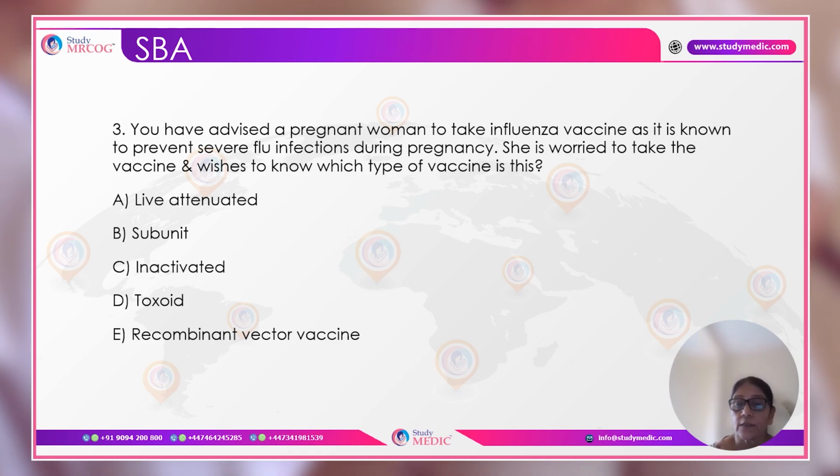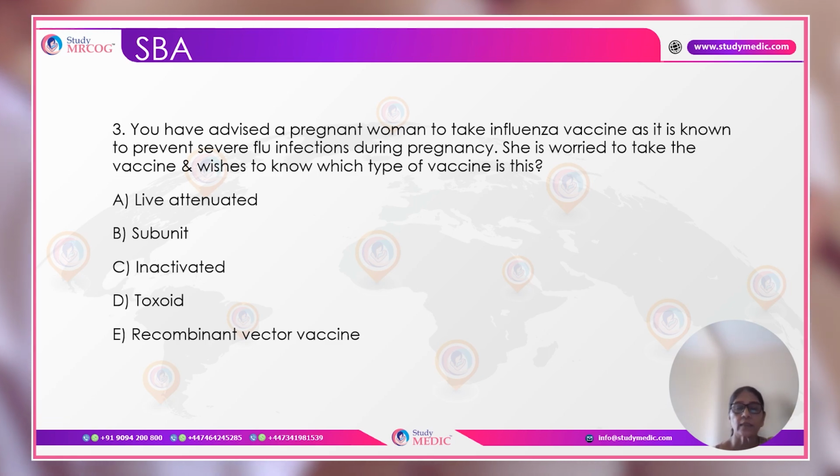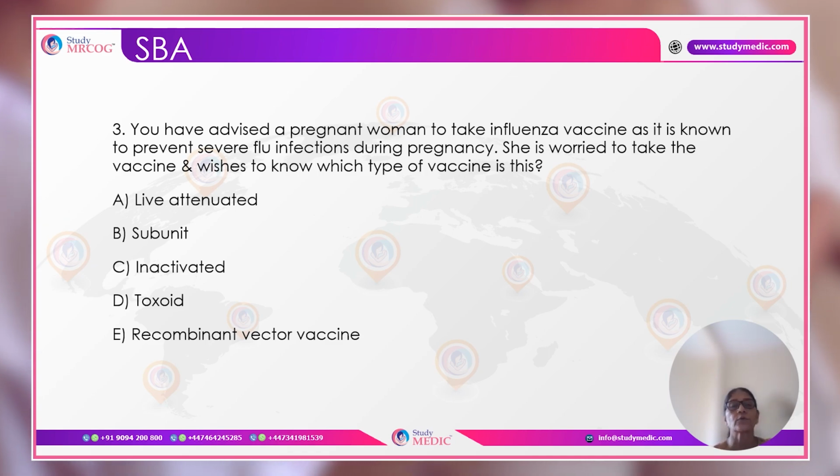Something about vaccinations. Most of us are practicing obstetricians, and there is always a lady coming to us who wants to know what vaccines are safe for her in pregnancy. You have this lady who is pregnant and has been advised to take the influenza vaccine, but she is scared because everyone knows that giving vaccines in pregnancy is not safe. She wants to know what type of influenza vaccine you are going to offer her. The choices are live attenuated, subunit, inactivated, toxoid or a recombinant vector vaccine.